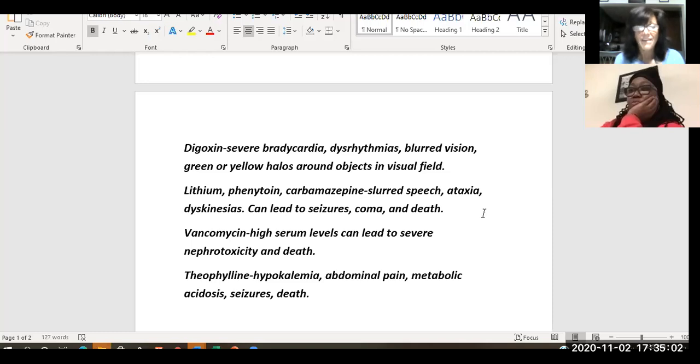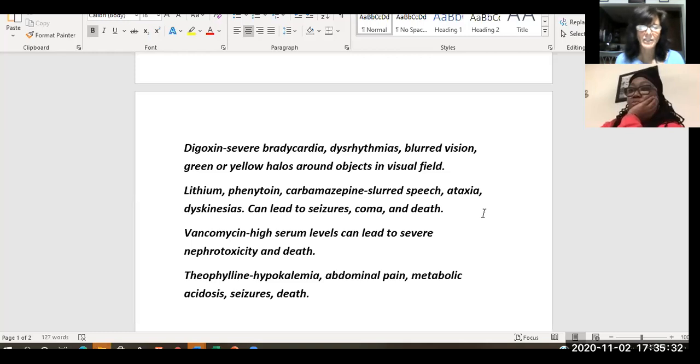Okay. Vancomycin, antibiotic. High serum levels can lead to severe and almost instantaneous nephrotoxicity. Remember this, the mycins, all of them, nephrotoxicity, ototoxicity: tobramycin, gentamicin, vancomycin. All the mycins can cause it. But if vanco levels are elevated, their kidneys can go, we quit, shut down.